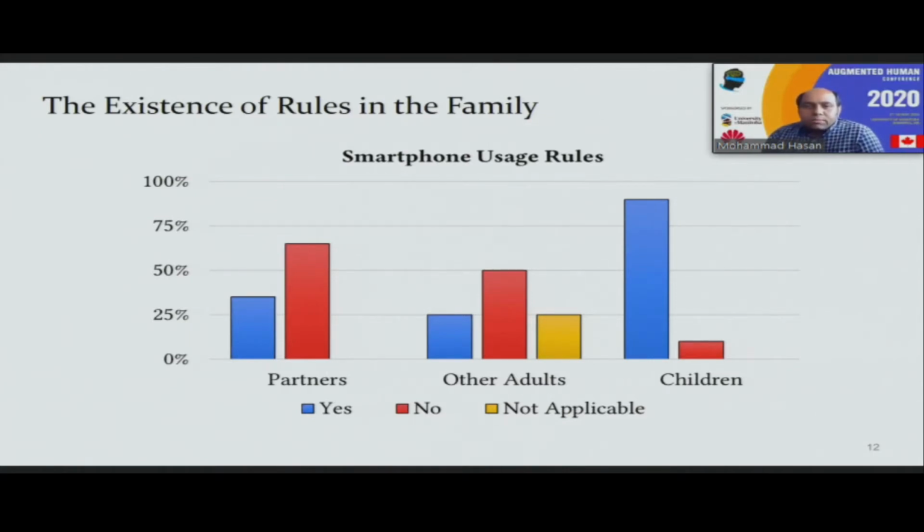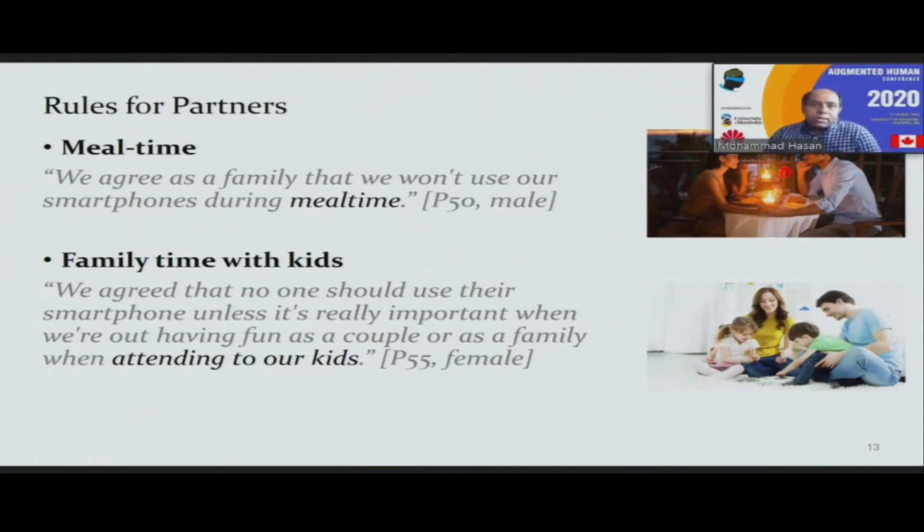So 36% of the participants mentioned that they have rules or mutual agreements regarding smartphone usage when they are surrounded by their partner. This agreement score reduced to 25% for other adults, as you can see here. But interestingly, we found that they have lots of rules for children compared to any other group. Now, I'd like to show you the rules in detail. I'll first show the rules for the partners, and then I'll move to the other two groups, children and older adults.